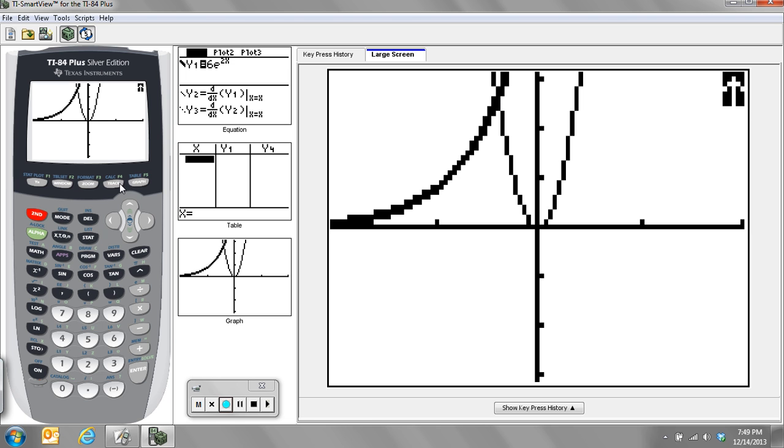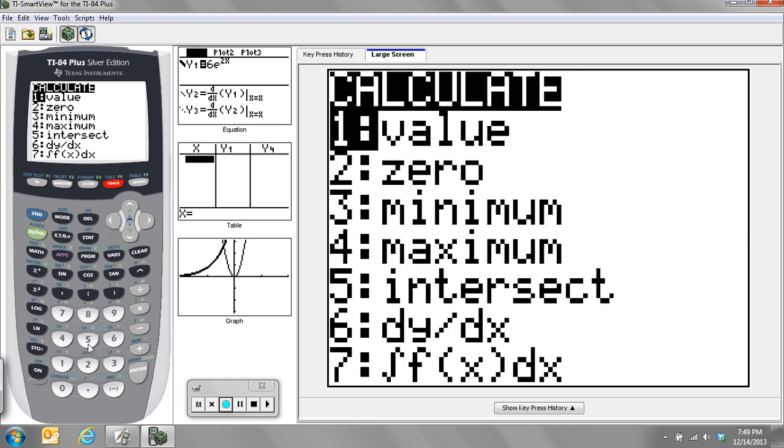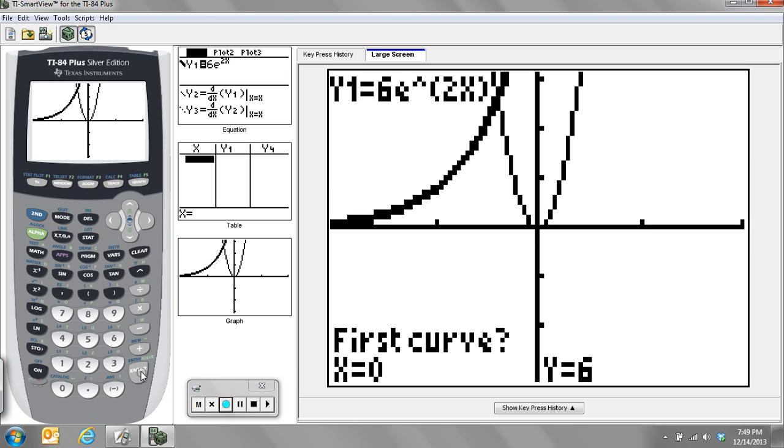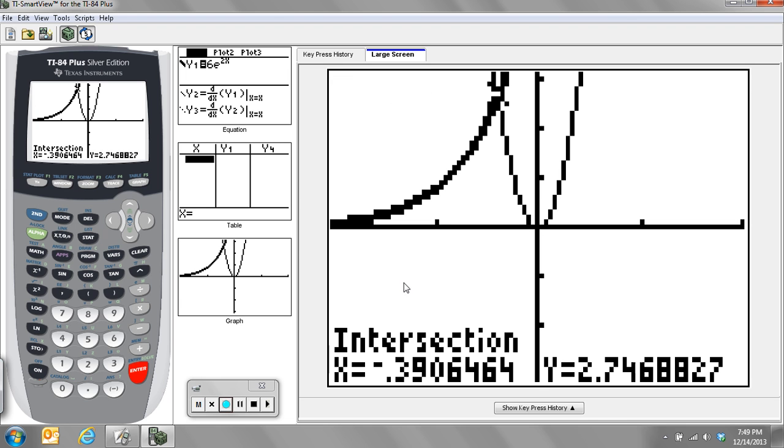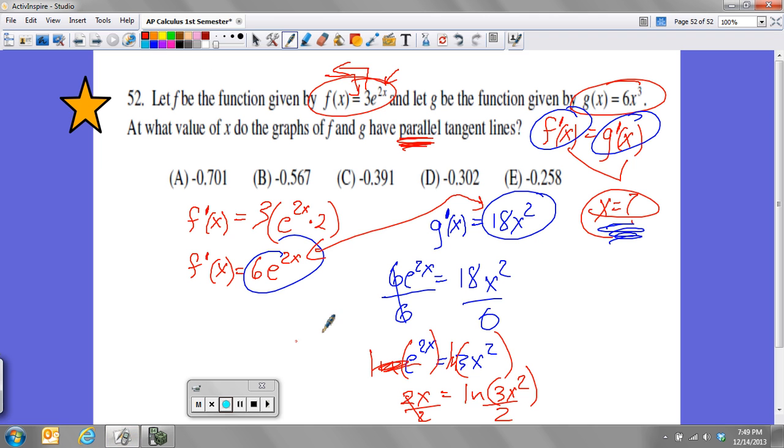Alright, so second calc 5, and we can just say enter, enter, enter. It will give me x at -0.391. -0.391, C is the answer.